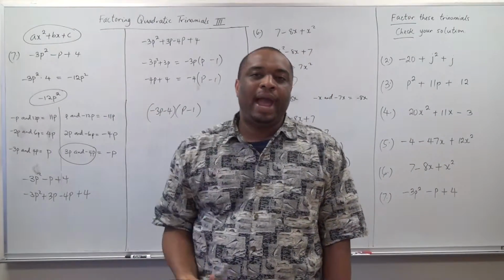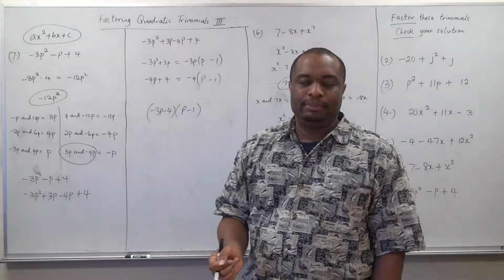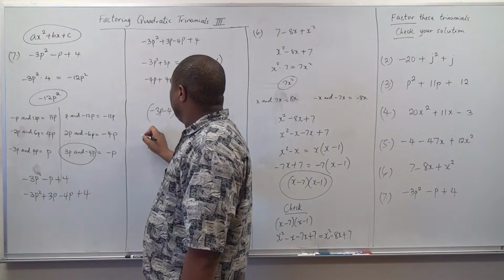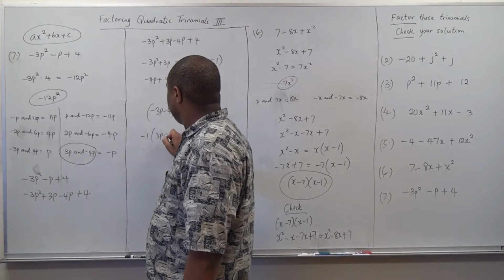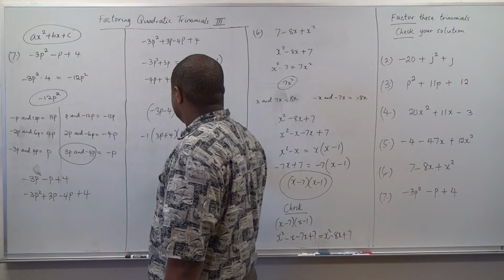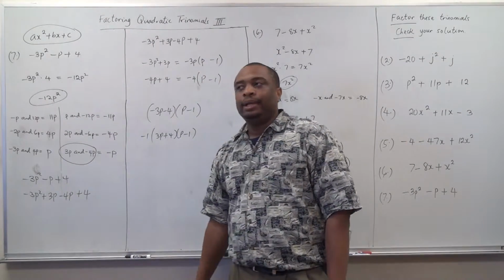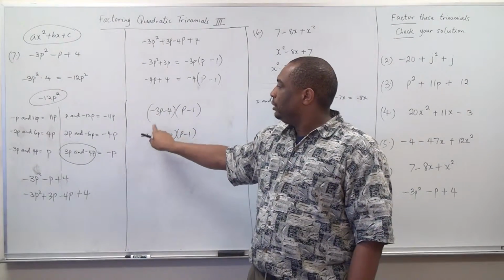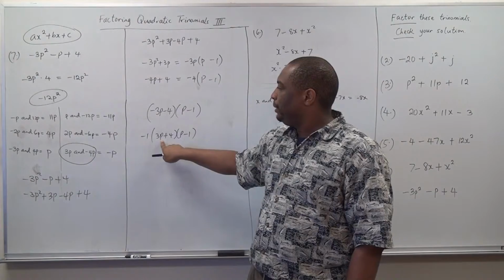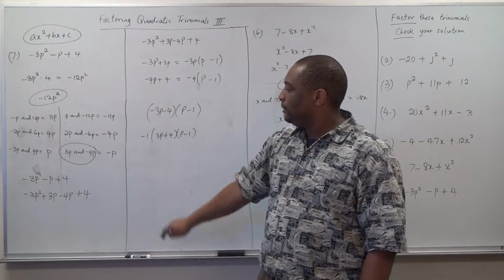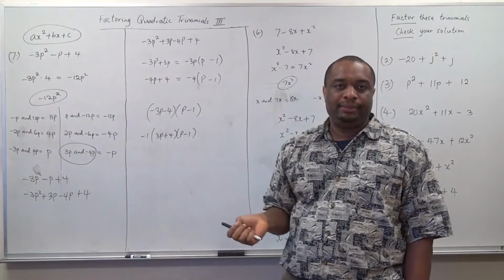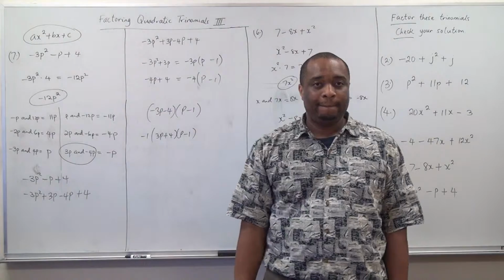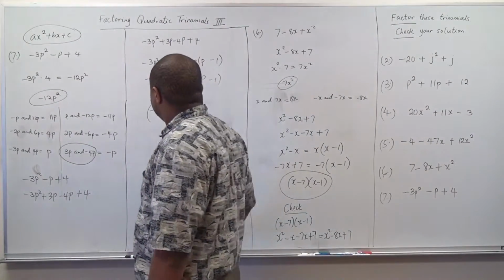Some textbooks will write this answer like this. Some textbooks will tell you, because this is negative leading, you will also do 3p plus 4 and p minus 1. Some books will have it like this. It doesn't matter. Because if you factor out negative 1, negative 3p divided by negative 1 is 3p, and then negative 4 divided by negative 1 is plus 4. It does not matter. If you leave your answer like this, it is correct. Okay? Alright, now let's check.